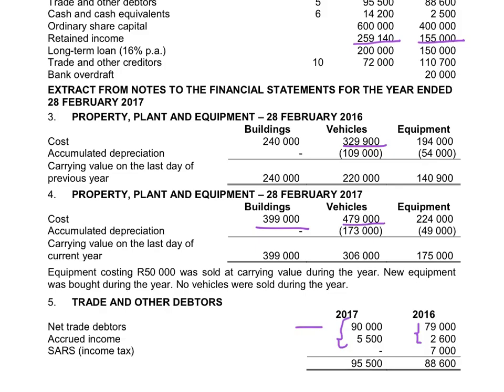In equipment, this is the red dot area. So that means you must look out for this one and realize if we sold equipment, it means that we can't just subtract these two from each other. We must do the T account so that we can determine what is the proceeds from the assets sold and what is the amount that we paid for the new assets purchased.